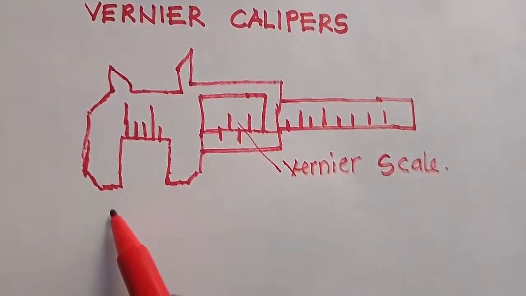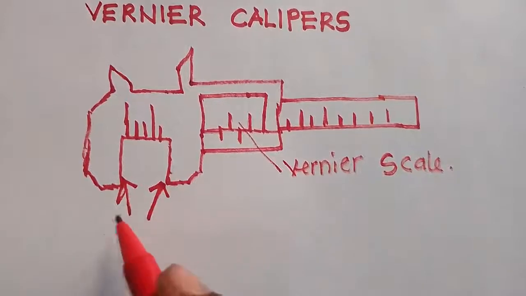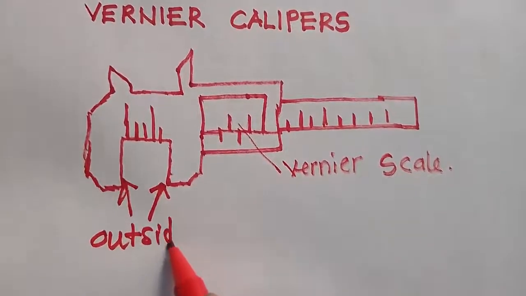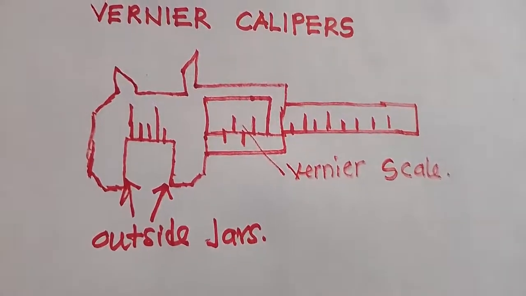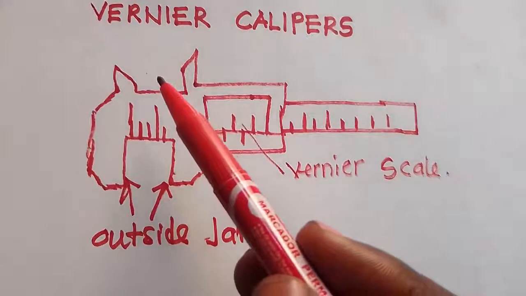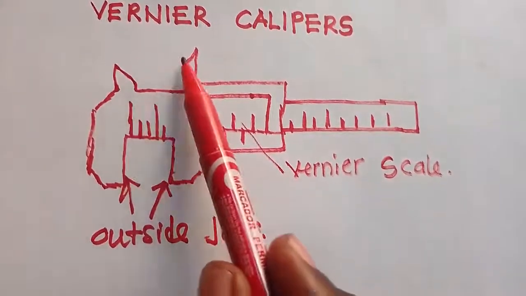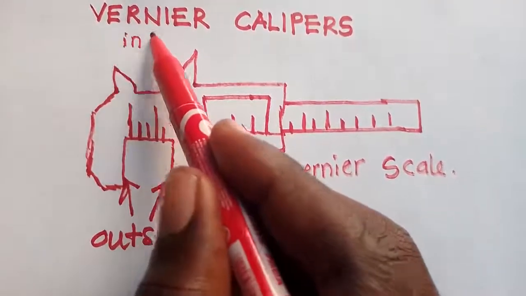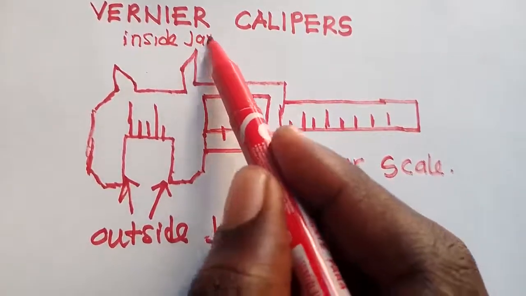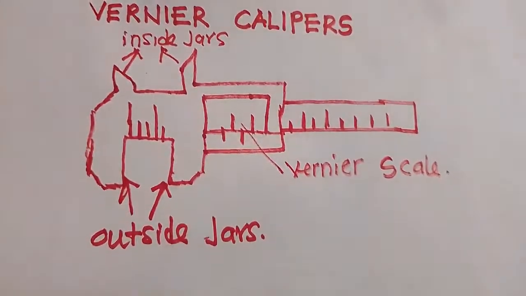We've got these two jaws. These jaws are called outside jaws. We also have these jaws on top there. Have you seen the way they are? These get to enter inside and they are called inside jaws. Even from the way they are, you can tell that they enter, like if it is a bottle, they are going to enter inside.